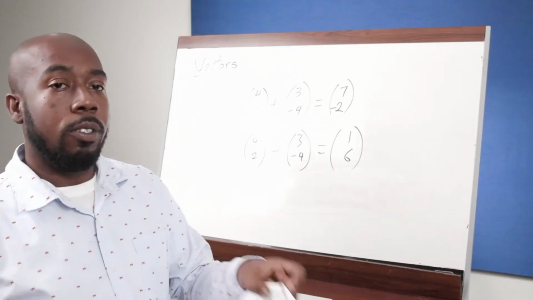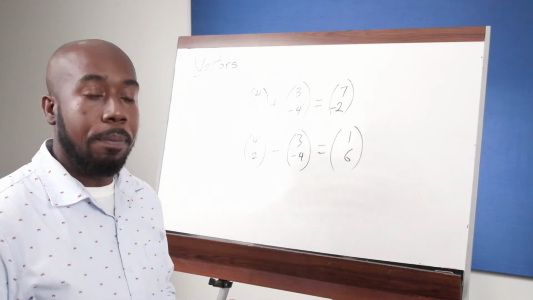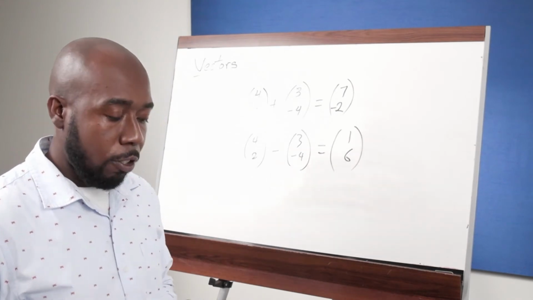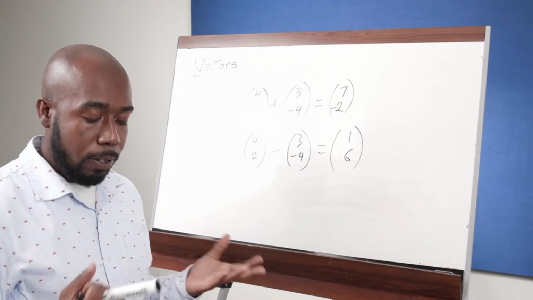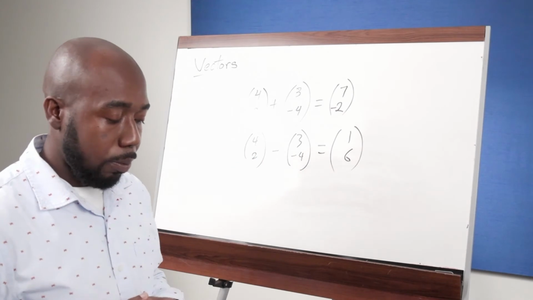Now one of the things you must know in vectors is when we have two vectors and you want to combine them. I'll show you graphically how to do it on a graph, and I'll also show you when we work it out.